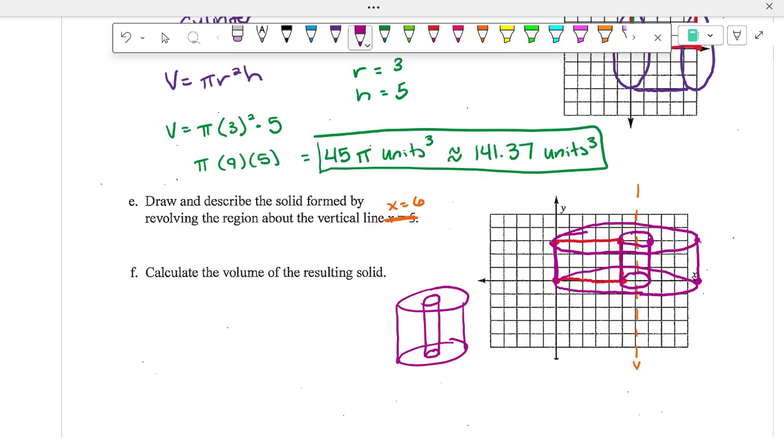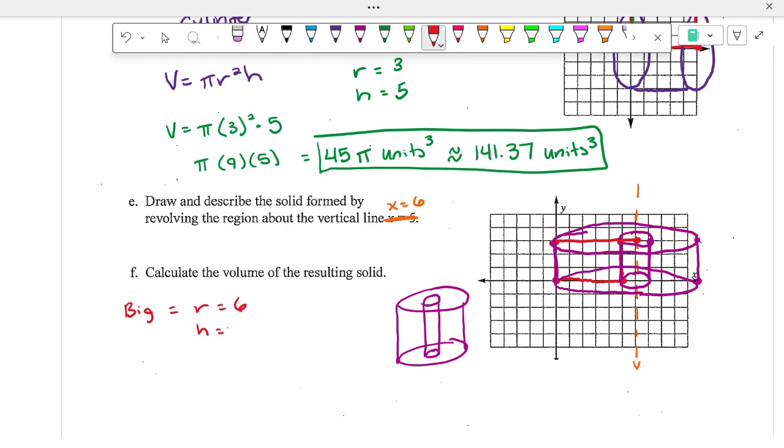First off, be careful about this. If you ignored the middle cylinder, what would be the radius of the big cylinder? 6. Since we're going all the way to the middle, that's right here, so you just add one more. All right. So the radius of the big cylinder would be 6.